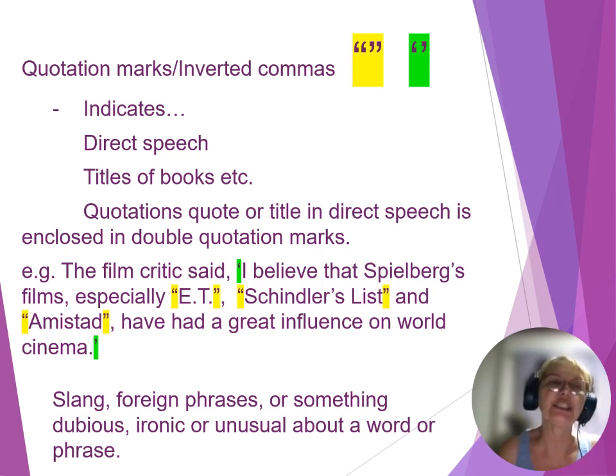Now, what does a quotation mark do? It indicates direct speech, could be title of books, things like that. Quotations, quote, or title in direct speech is enclosed in double quotation marks. Let's look at this example. I really love this example because it gives us examples of single and double quotation marks within the same sentence.